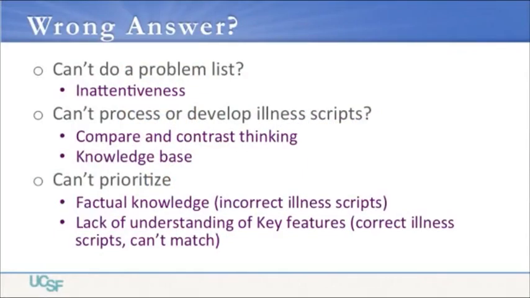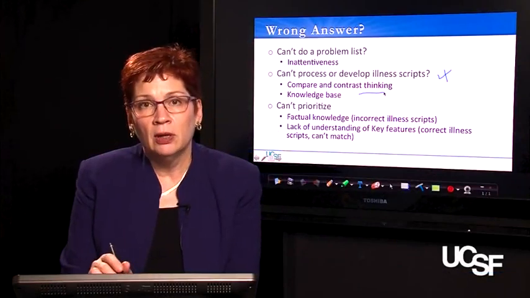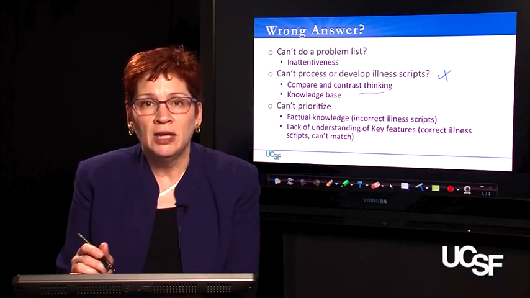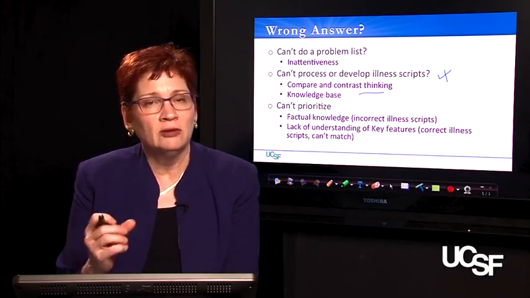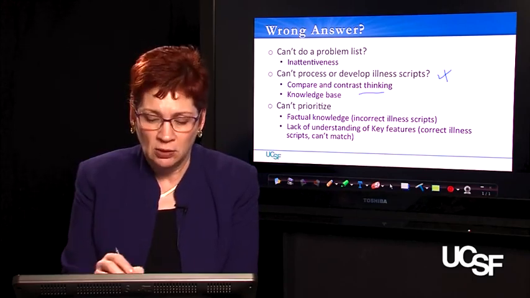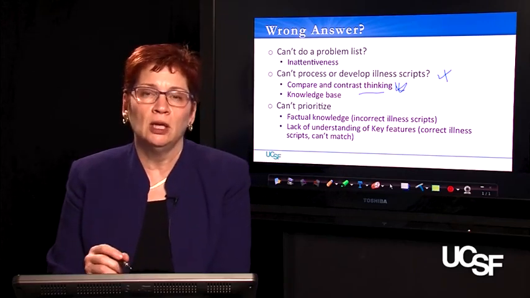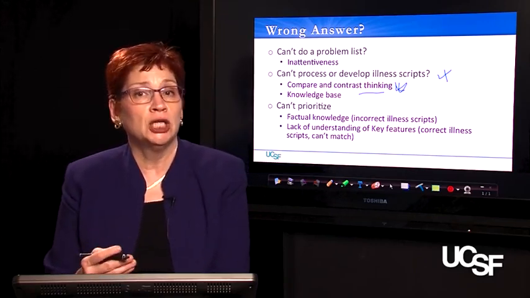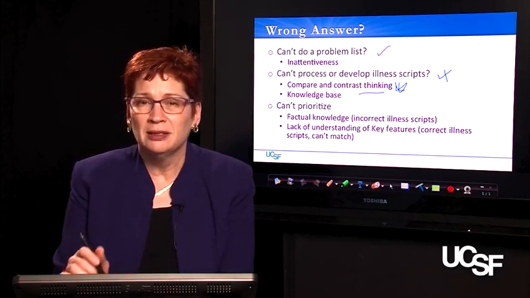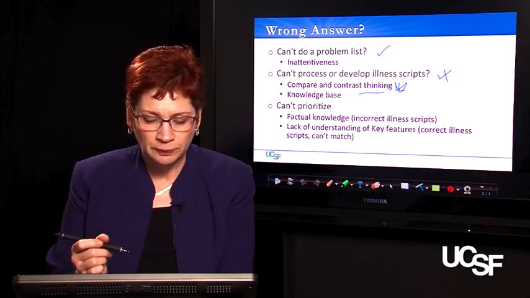If they can't process or develop illness scripts, then that's a perfect time for them to learn about the vertical reading, the Venn diagrams, and the compare and contrast thinking. And again, remember, as you take this information and use it in your daily work, knowledge bases don't increase just by pouring in new facts. They have to be organized in a way that will allow people to use those facts in the clinical environment. And so focusing and teaching them about vertical reading and about Venn diagrams, key differentiating and rejecting features, is the right approach to someone who can do the problem list but can't process it or develop illness scripts particularly well.